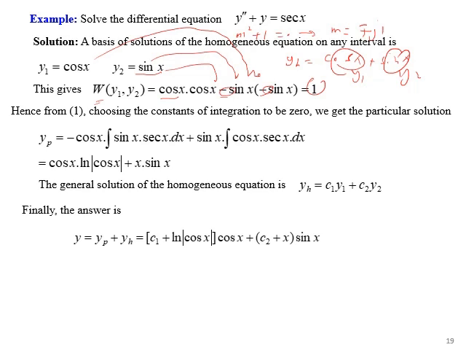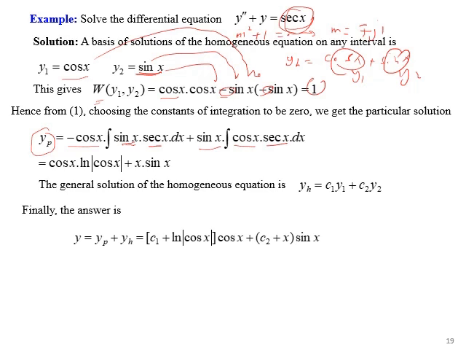According to the formula in the previous slide, y particular is minus y1, which is cosine here, times the integration of y2, which is sine, multiplied by r, which is secant, over w, which is 1, plus y2, which is sine, times the integration of y1, which is cosine, times r, which is secant, divided by w, which is 1.